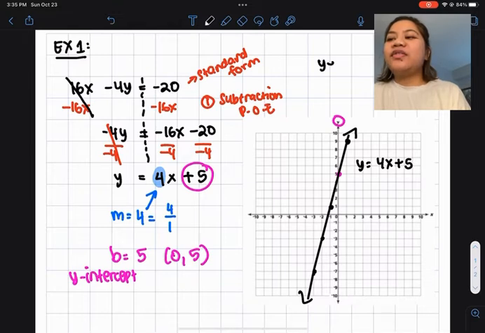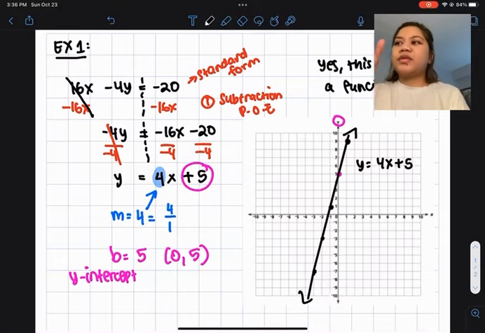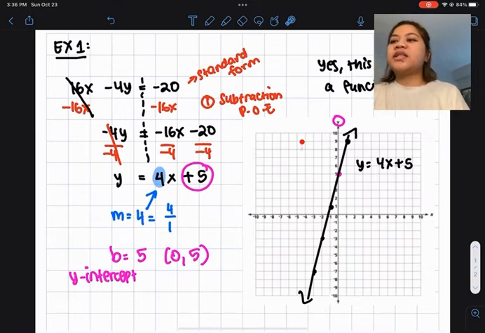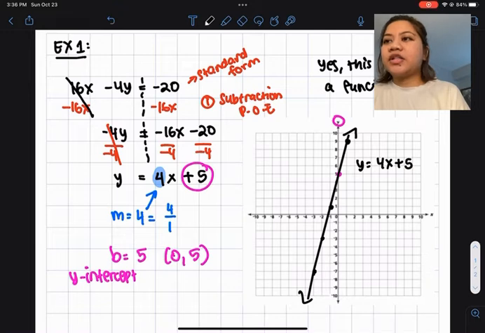Now, is this graph a function? Yes, this is a function. Why? Because remember the vertical line test? So if I go up and down throughout the line from left to right, it's always going to touch only one point, right? So the vertical line test states that if the line passes at only one point, this is a function. This graph is a function. It passes the vertical line test.